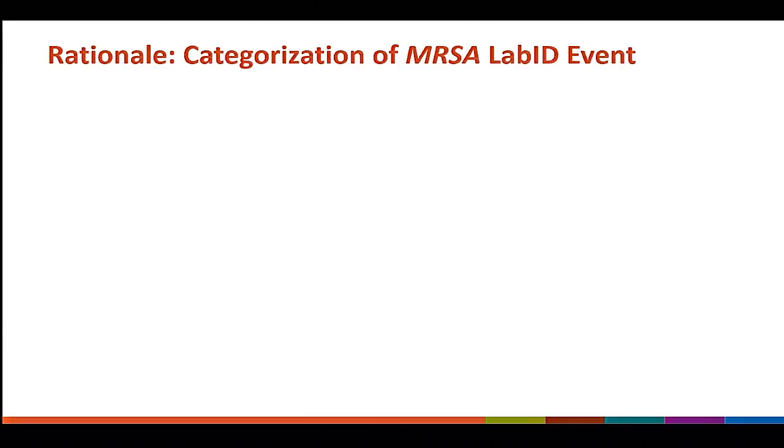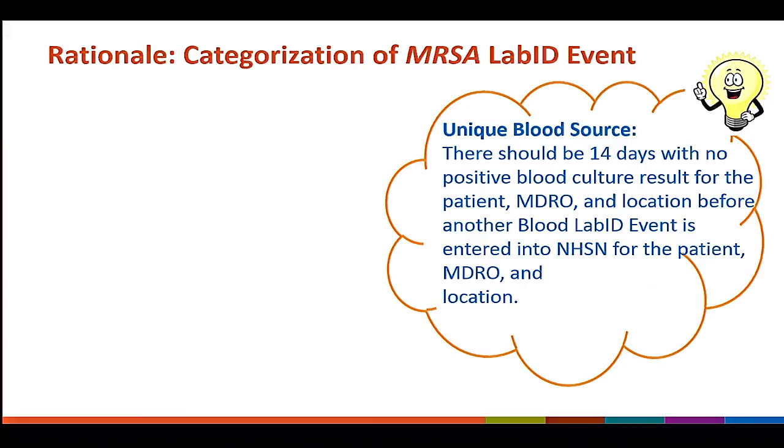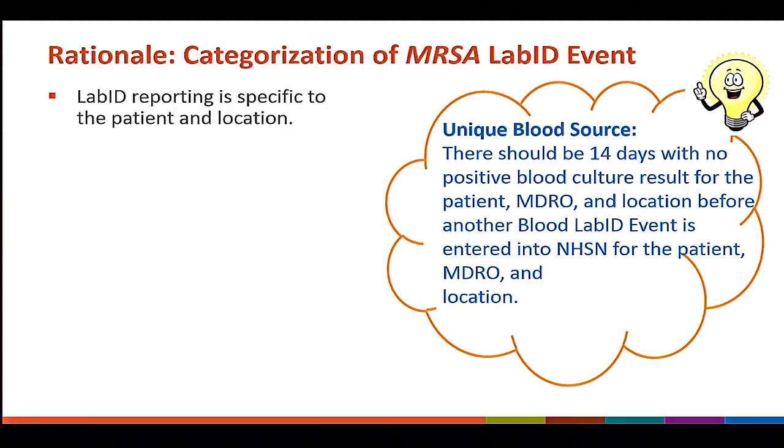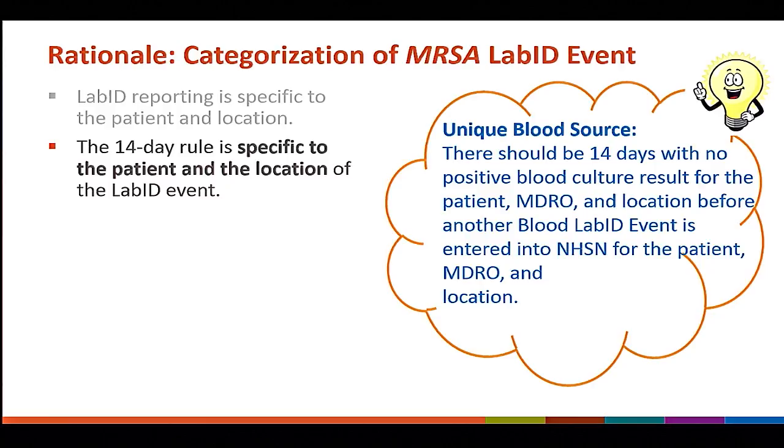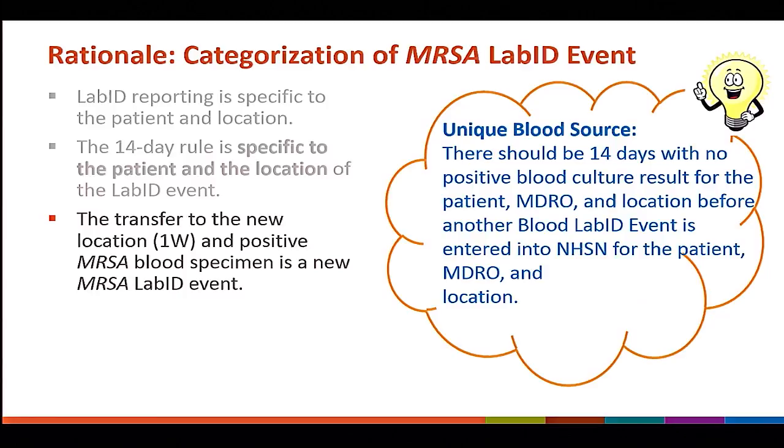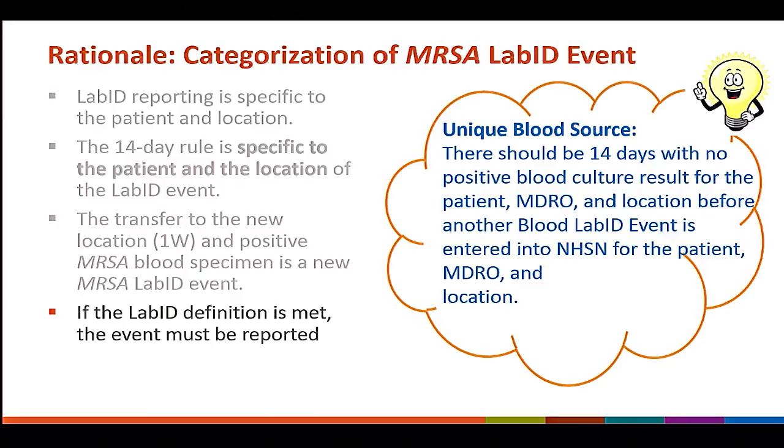So there should be 14 days with no positive blood culture result for the patient, MDRO, and location before another lab ID event is entered into NHSN for the patient, MDRO, and location. Again, the rationale will remain the same. Lab ID reporting is specific to the patient and the location. The 14-day rule is specific to the patient and the location. And the transfer to the new location, which was 1 West, and the positive MRSA blood specimen is a new MRSA lab ID event. Again, once the definition is met, the event must be reported.